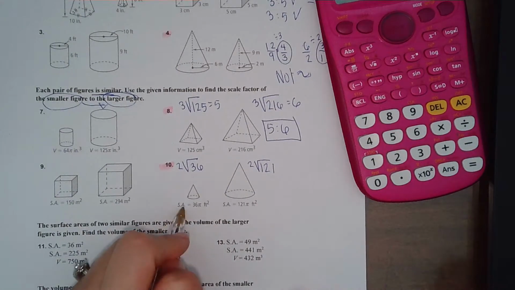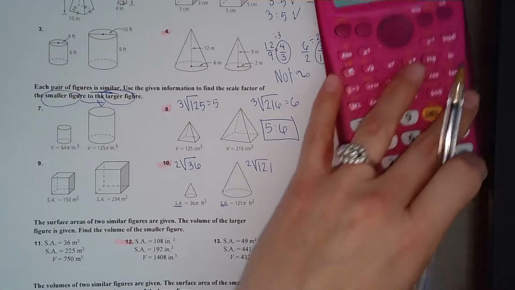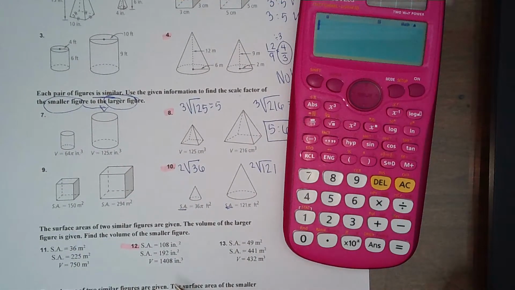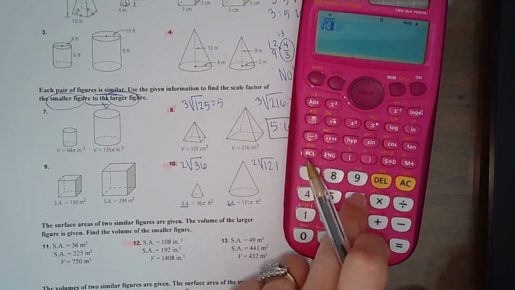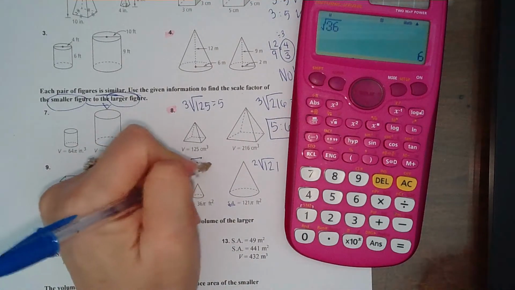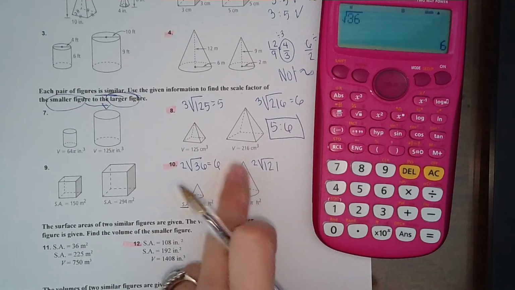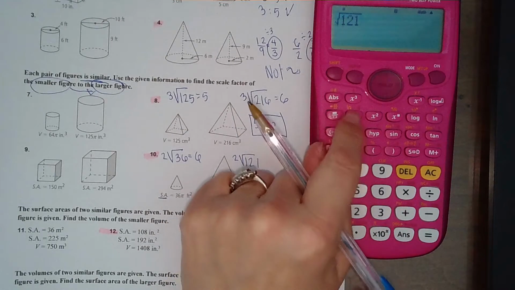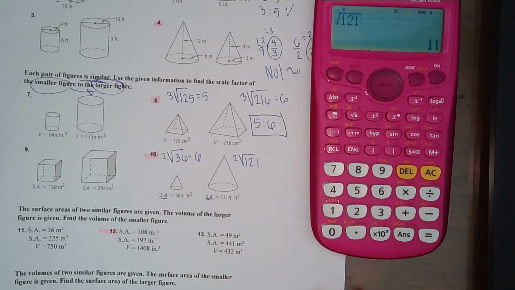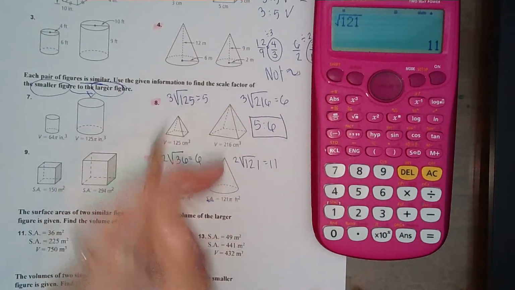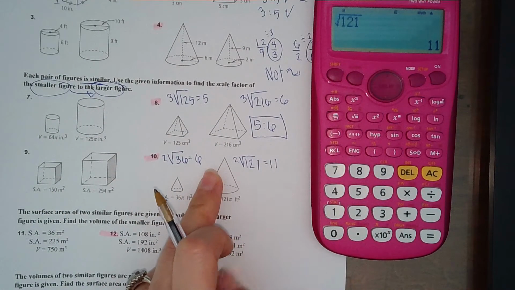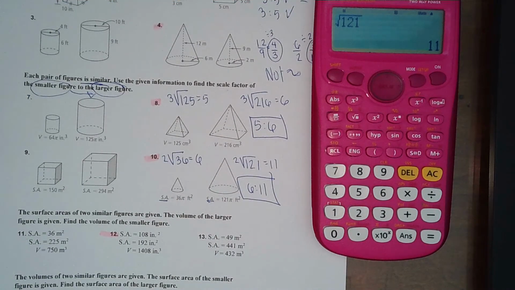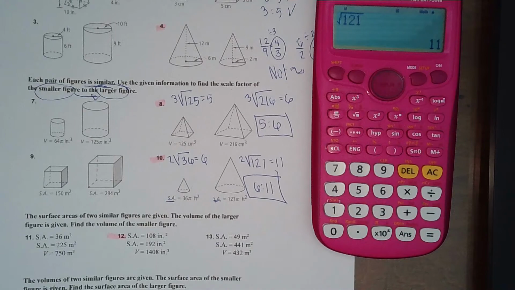Okay, and the next one, notice that it gives you area. So we are going to take the square root, since area is in square terms, and we're going to do the square root of 36 and get 6. So we know that this is 6, and we're going to do the square root of 121, and hit enter, and we will get 11. So we would know that the scale factor for this is 6 to 11. Okay, so our next.